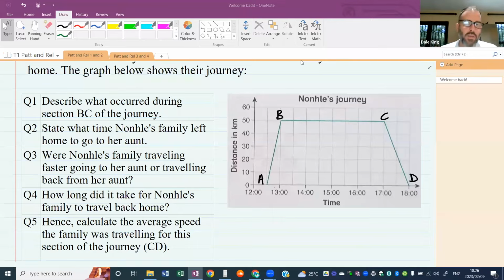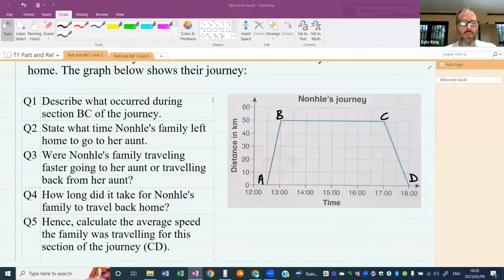Oh, the question's going to come up anyway. We'll hit it when it comes. All right, question number 1. Can you guys describe, oh, Pabalo's already answered that one, so we don't have to do it. So he said BC is when they are at the aunt's house.